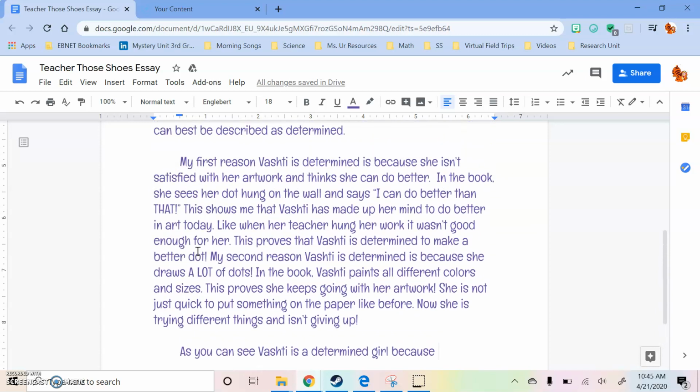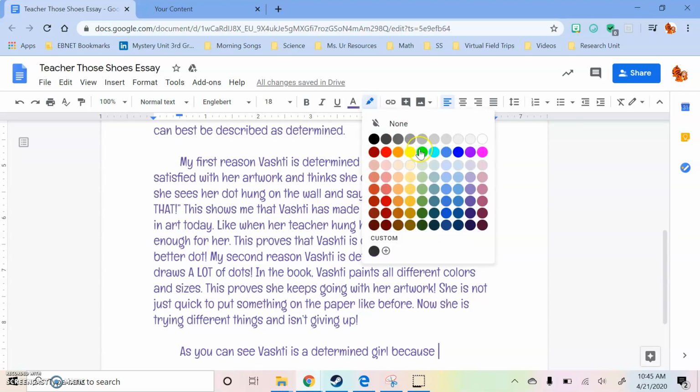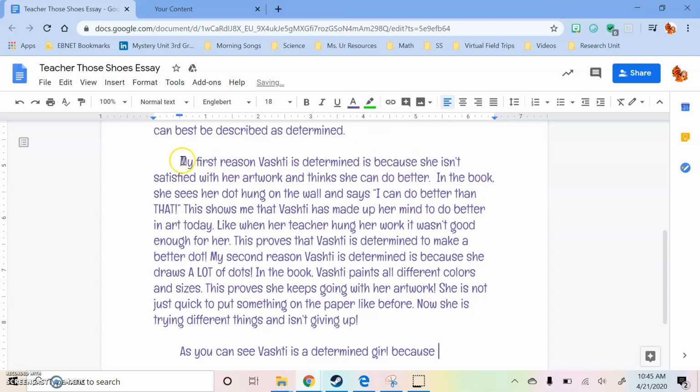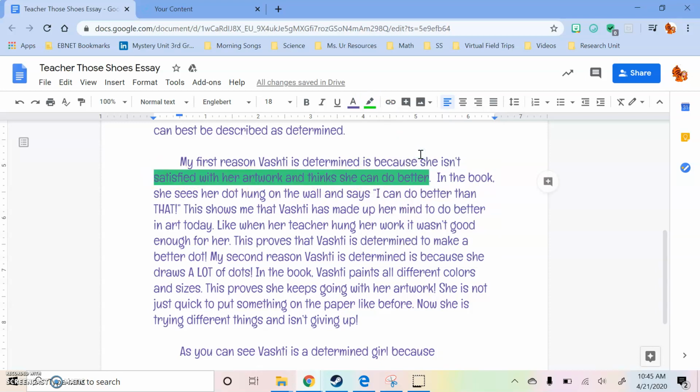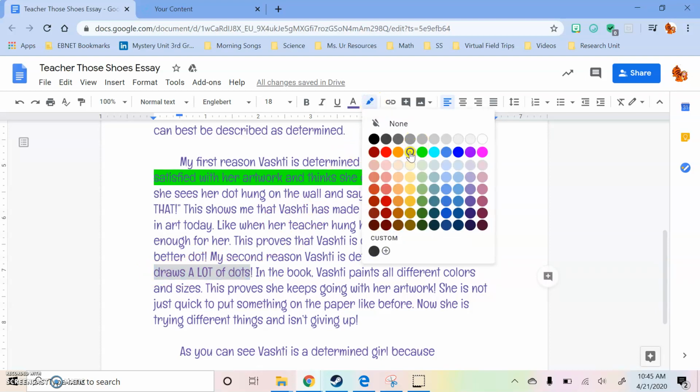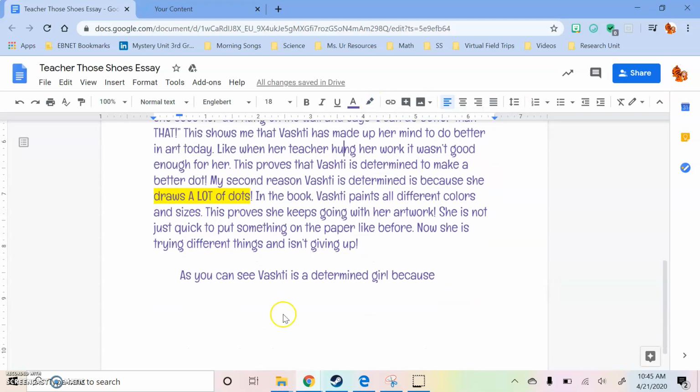So I'm going to go back up and look to see if I can find my supports in here. And I'm actually going to highlight them. So here, my first reason Vashti is determined is because she isn't satisfied with her artwork and thinks she can do better. So she's not satisfied and she thinks she can do better. I'm going to make that green because that's my first support. Then I notice I have a second support here. She is determined because she draws a lot of dots. So I want to make sure I restate these and I make it yellow in my conclusion paragraph.